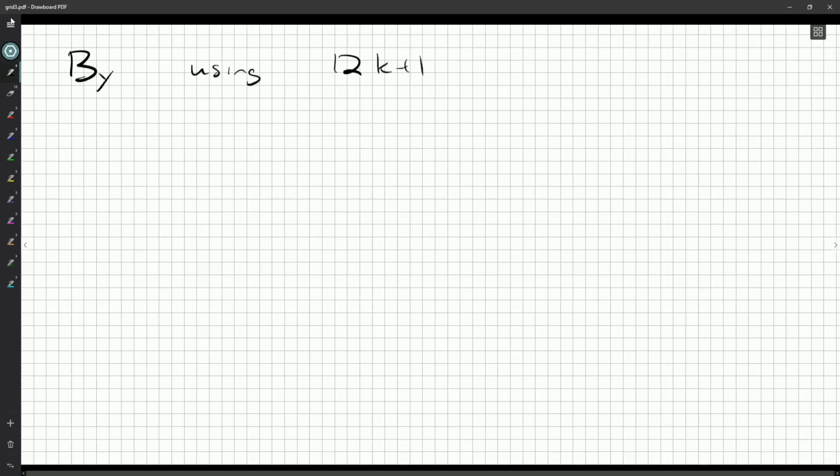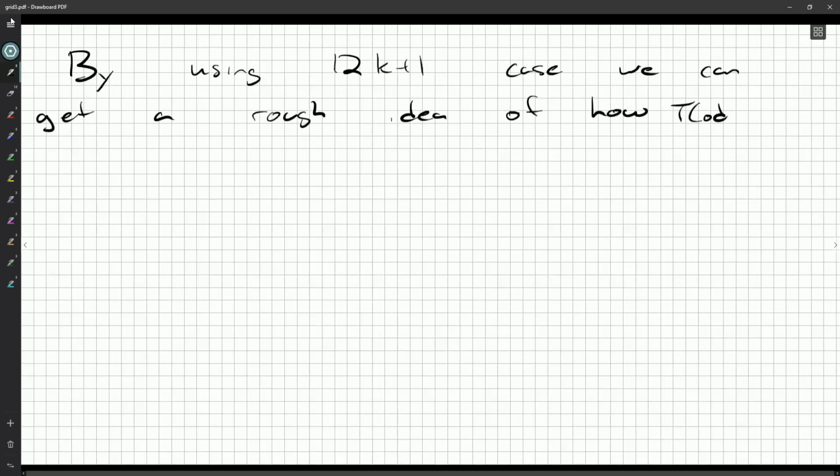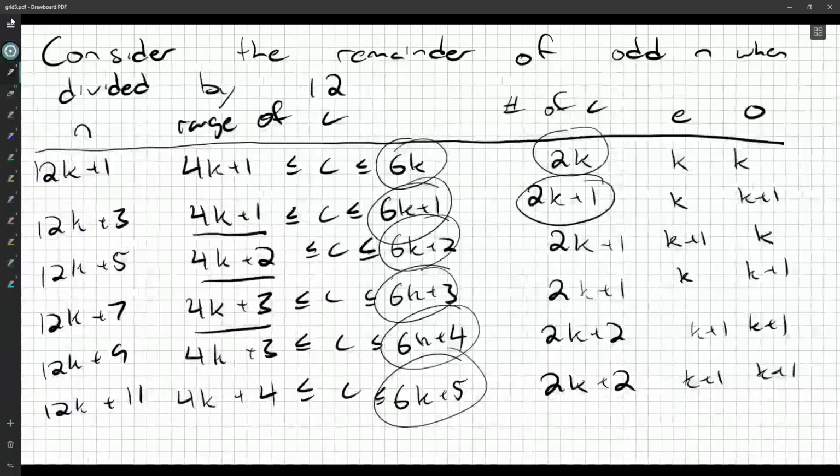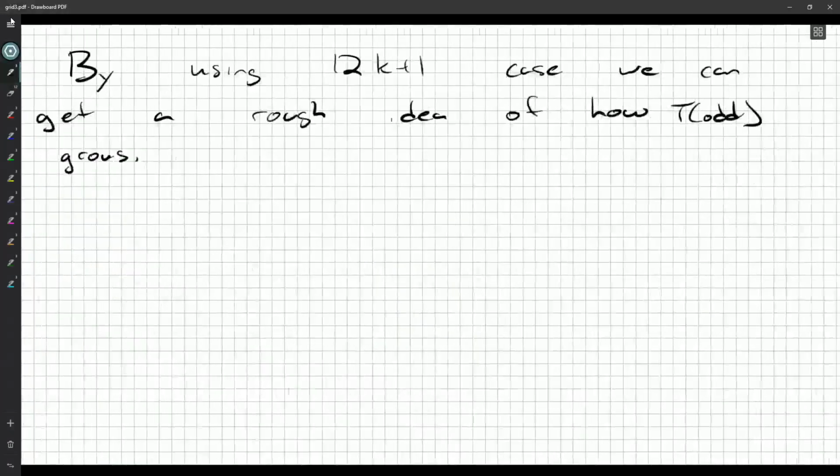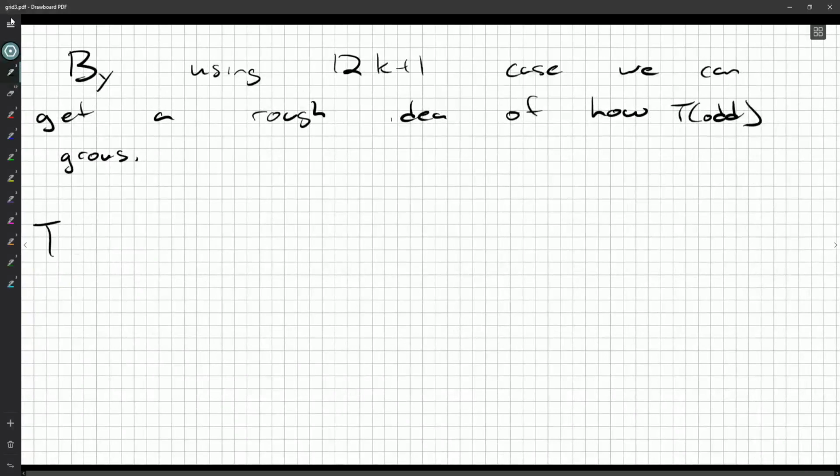Using the 12k plus 1 case, we can at least get a rough idea of how T odd grows. Okay. I think in theory we should be able to show that the T's increase for the odd numbers, but let's just get an idea of what numbers we might be looking at. So we'll compute one case. So how do we find the sum of the C values? Well, we know where they start and where they end.